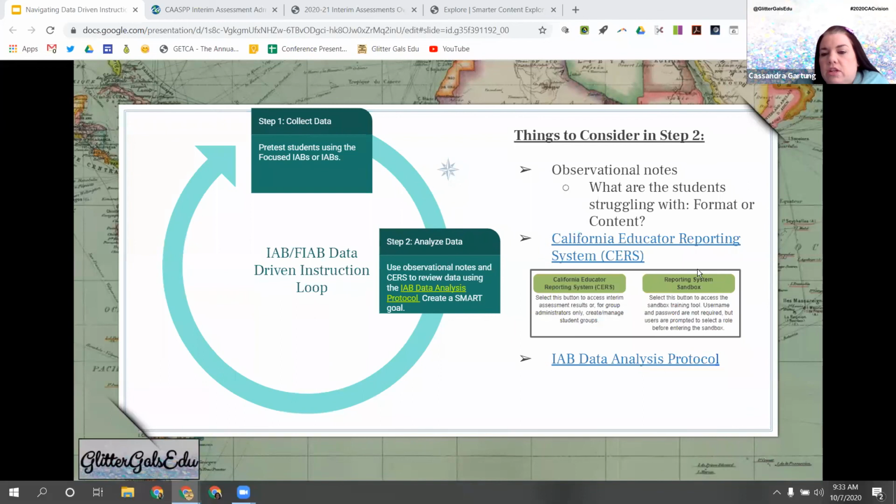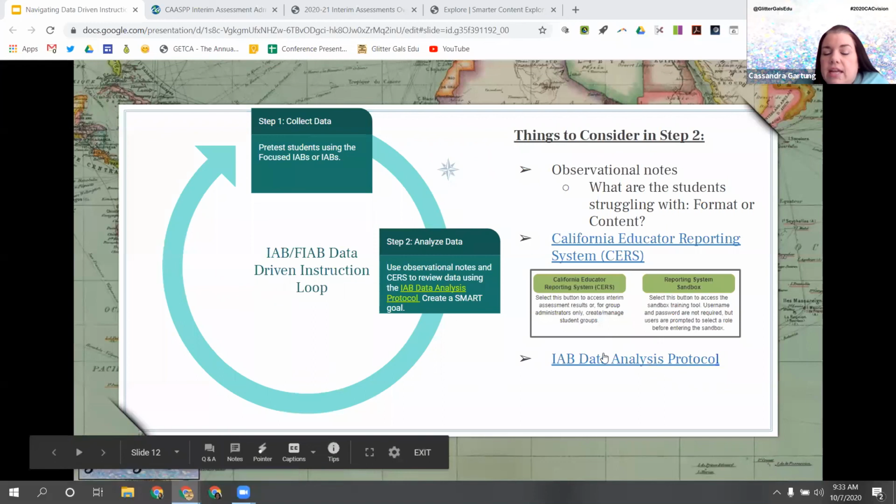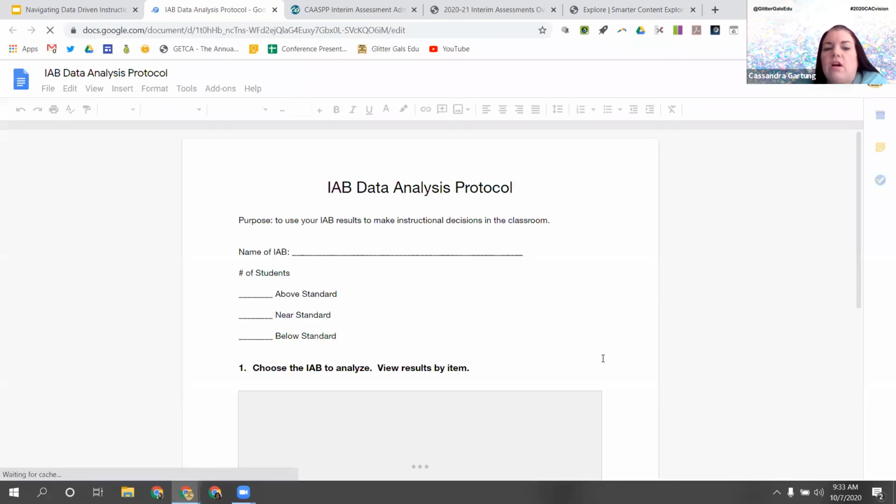So we're going to go in there and you're going to look at the reporting system. Once again, if you have not done an IAB yet or don't have anything in the reporting system, use the sandbox. Practice with the sandbox. That's what I did with educators before we started these loops. And then here's the IAB data analysis protocol. This is adapted from Val Verde School District. They shared this at one of their, I want to say, North-South CASP conferences. And it's a step-by-step process, just a way to look at data.